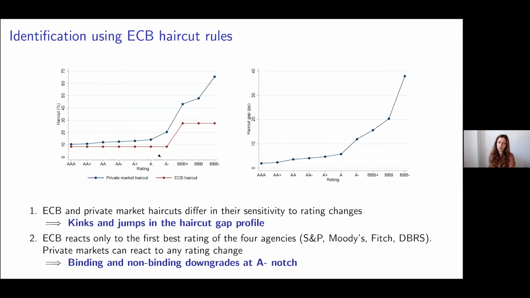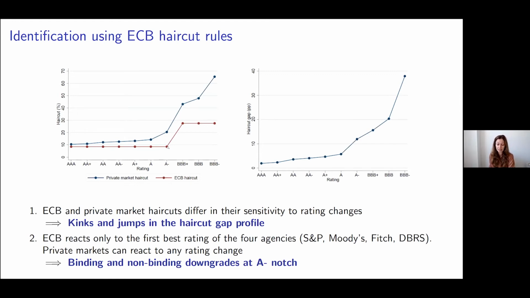The second one is using only this A minus notch. So this is the only case when ECB is moving to a higher haircut. But the important thing about the A minus notch is that the ECB is only moving to a higher haircut if all 4 rating agencies that are listed here downgrade the security to a triple B plus or lower, which means this allows us to look only at securities at A minus and distinguish 2 types of downgrades: binding downgrades, when all 4 agencies move, so ECB is forced to move to this higher level, or a non-binding downgrade, meaning at least one of the rating agencies stays put at the A minus, which means ECB can continue to apply a lower haircut.